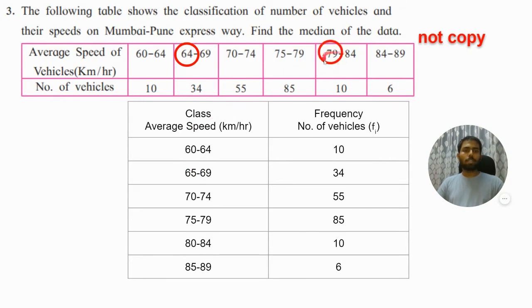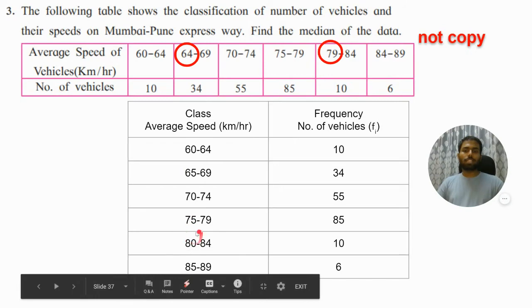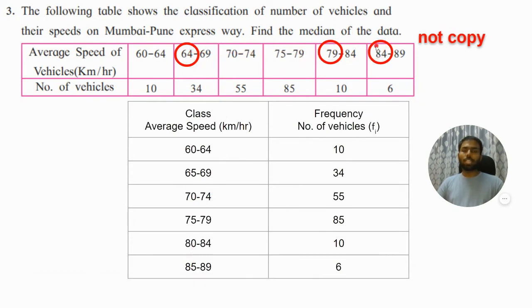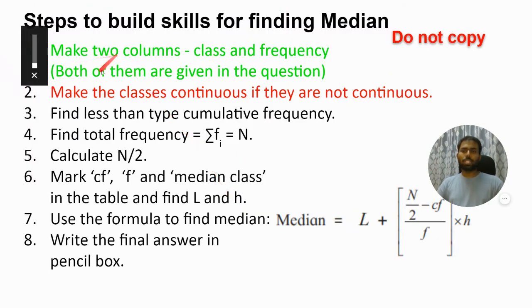Hence I have written 65 here. Next, यहाँ पे भी एक mistake है, यहाँ पे 79 लिखा है. It is not 79, it is 80. Hence I have written 80 over here. And last is यहाँ पे 84 लिखा है. It is not 84, it is 85. So I have written 85 over here. So just make sure that you are correcting these printing mistakes in your textbook. Okay. So this is how the table will look like. Next, first step is done.